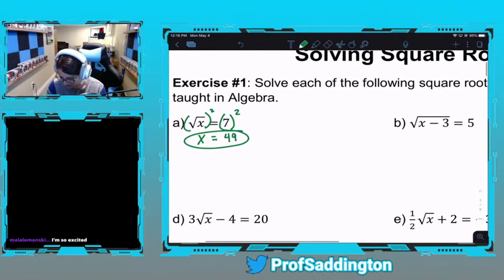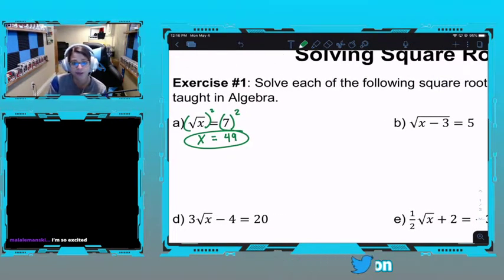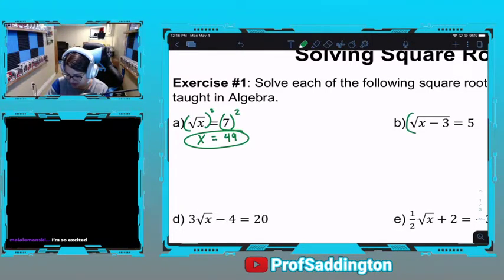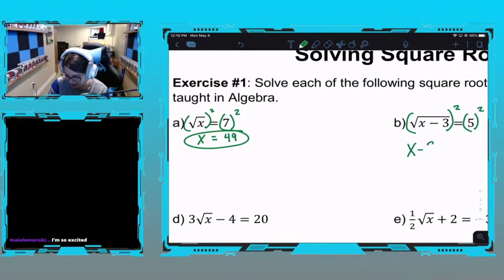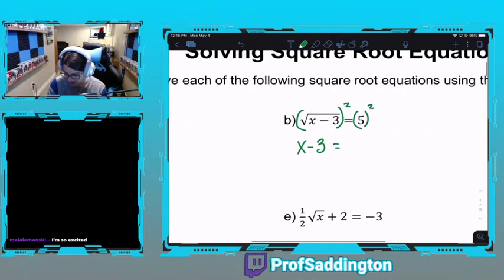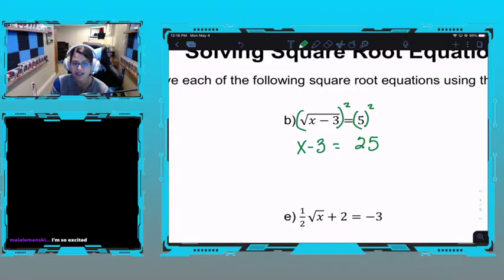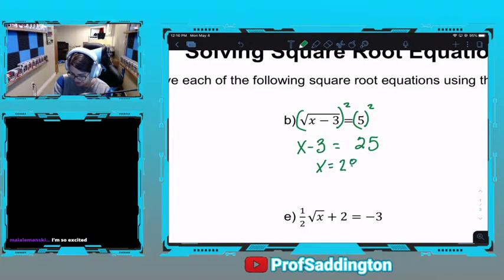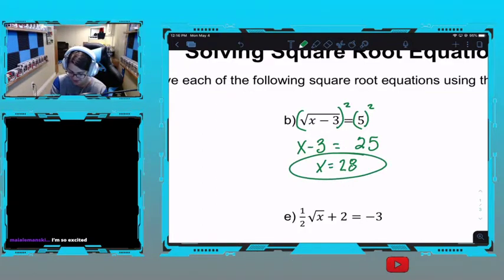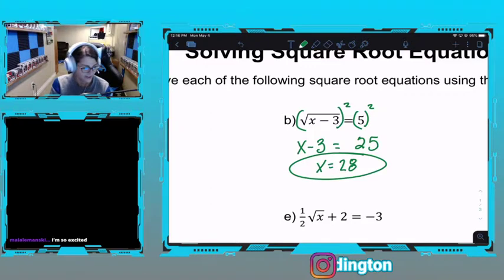So let's try that again. With example B, we're doing the same thing. I want to get rid of that radical, so I'm going to square both sides. On the left, I'm left with x minus 3. And on the right, I'm left with 5 times 5, which is 25. X is not alone yet, so I still have one more step to go. I'm going to add that 3 over to get x equals 28. So not too bad.